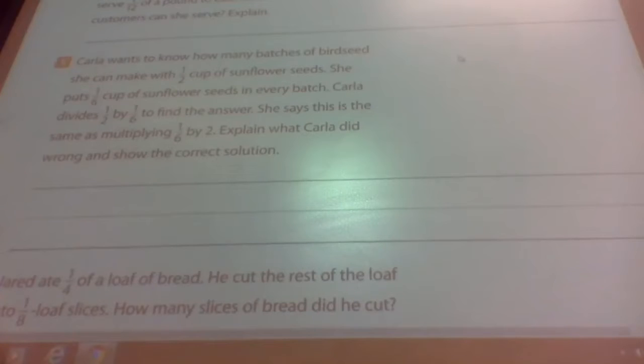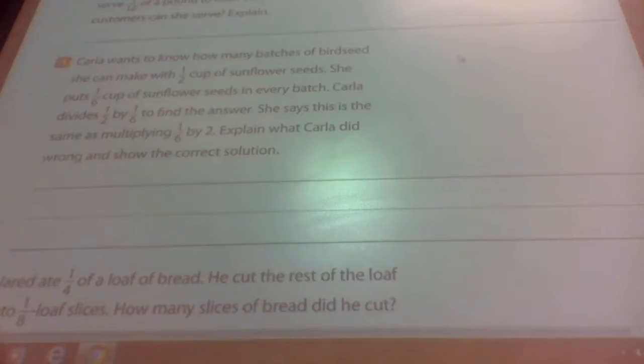Okay? So, did Carla do that wrong? Did Carla say 1/6 times 2? Did she do that right? No, she didn't do that right. She could have said 1/2 times 6. She flipped the wrong one. She flipped 1/2 to make 2/1. So it says, how many batches can she make? 3 batches.